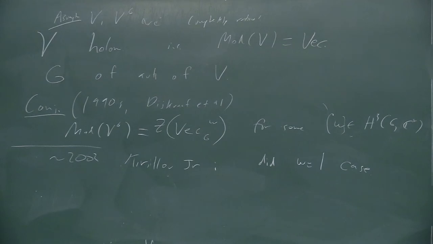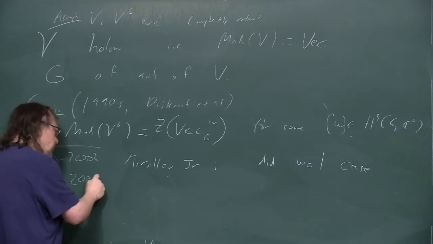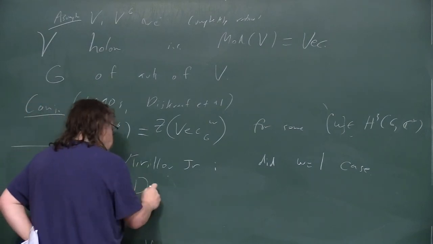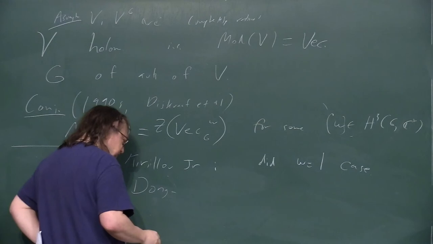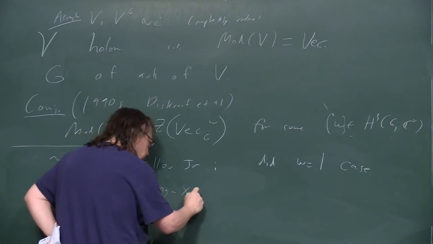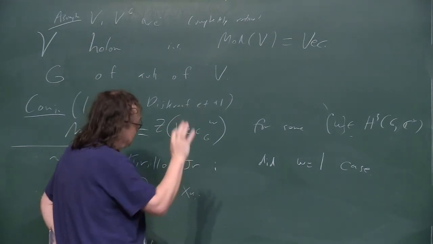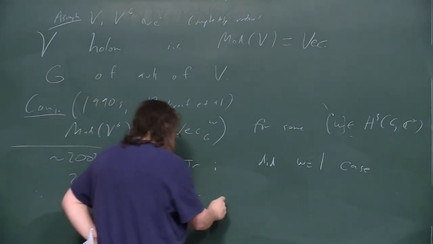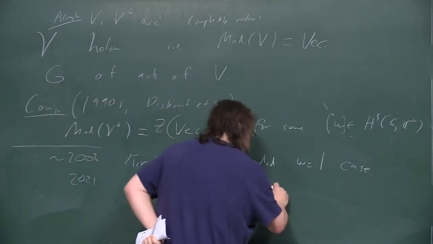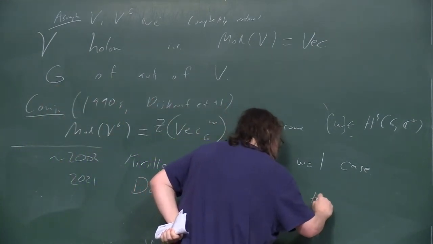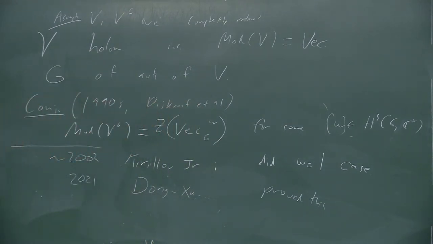And six months ago or so, in 2021, Dong, oh boy, was it Richard Ng or was it Feng? I think it was Feng Xu, and someone else who I'm forgetting, who did at least an equal job of the other two. That's not the reason I'm forgetting it. Finally proved this. But it was a pretty complicated proof from what I can see. It wasn't a trivial proof.